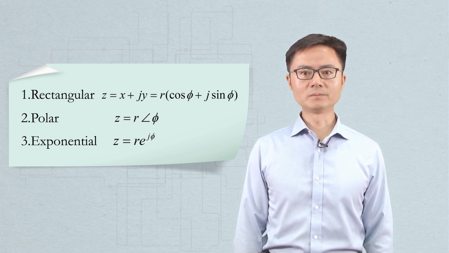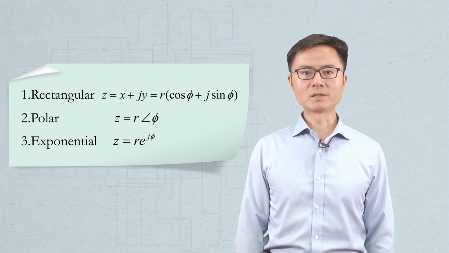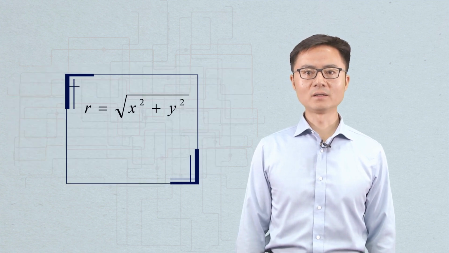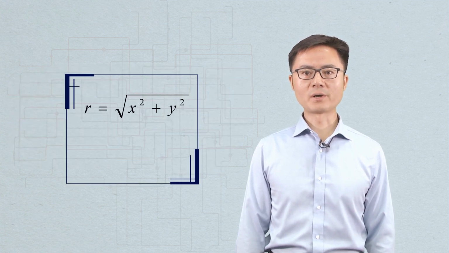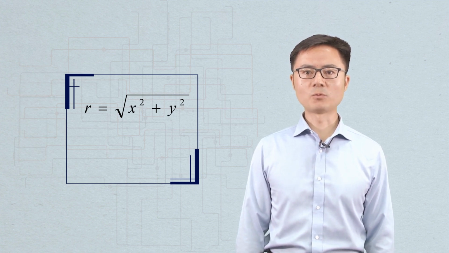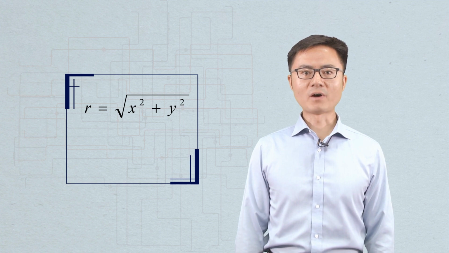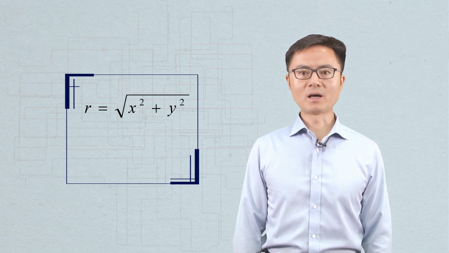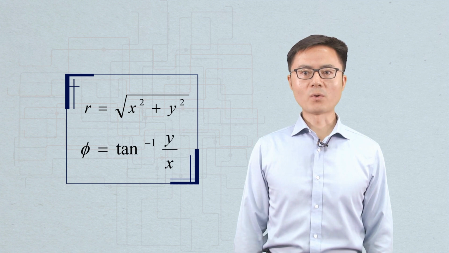But you should know r is the modulus of the complex number, and you can calculate r like this. r equals the square root of x squared plus y squared. And phi is the angle, and you can calculate phi like this. Phi equals arctangent y over x.